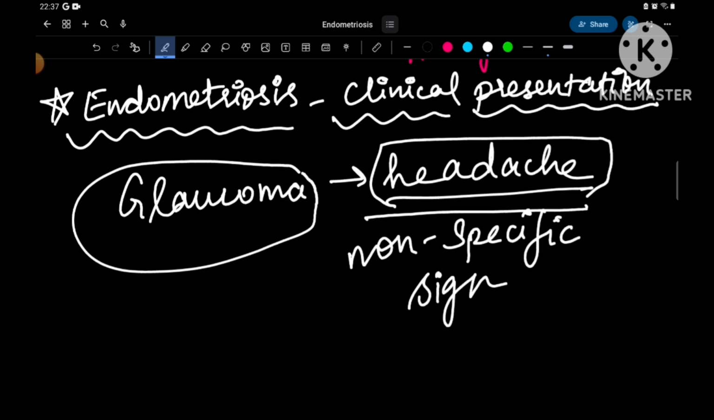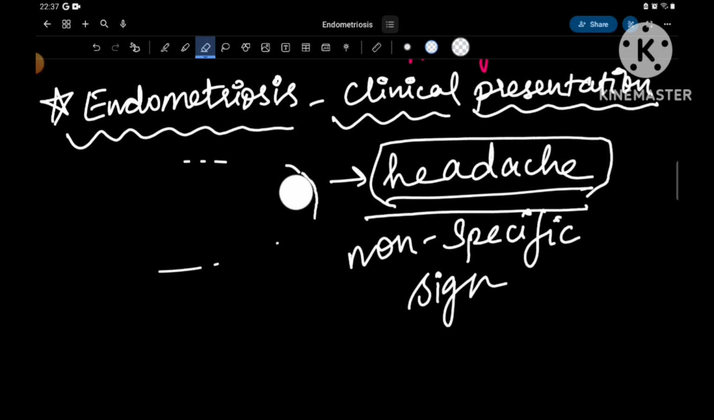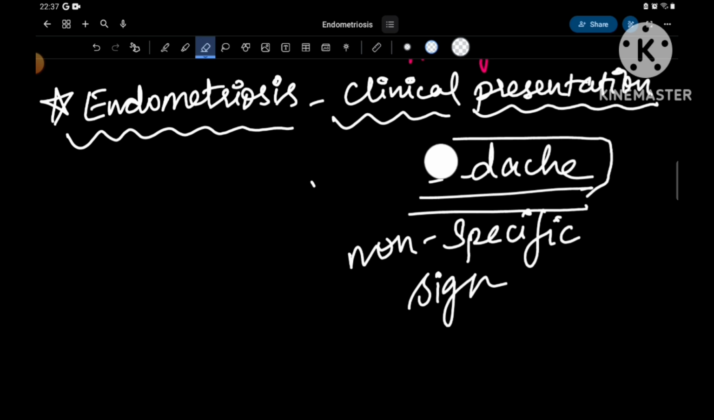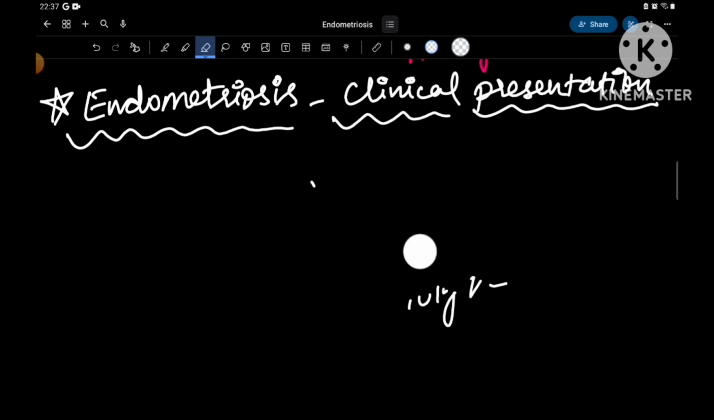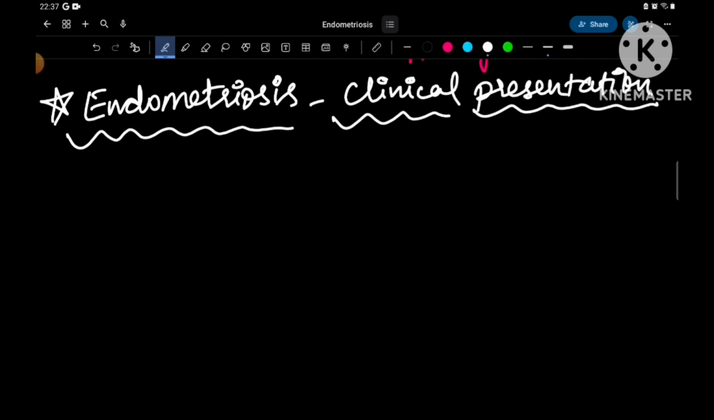So why I want to say this clinical presentation is so very important. Rather, I would say everything, whatever the subject specialty we are in, there is a medicine component, right? This clinical component is there. That's why I want to say. So this endometriosis also has profound clinical presentation, guys, that we are going to deal.